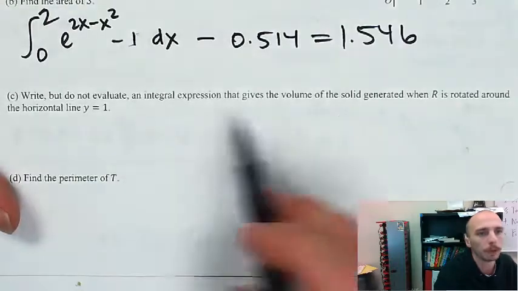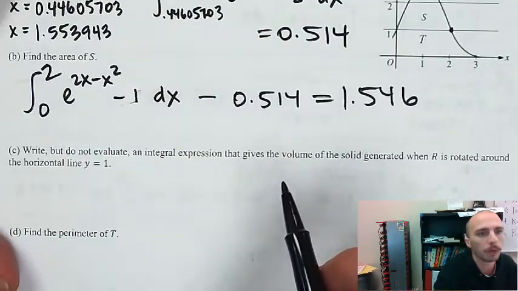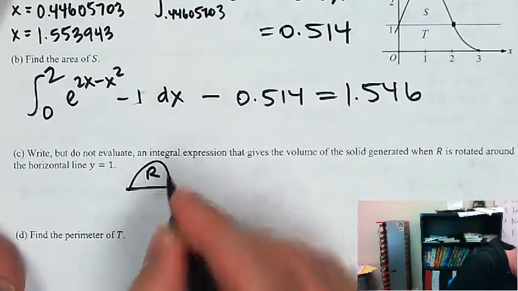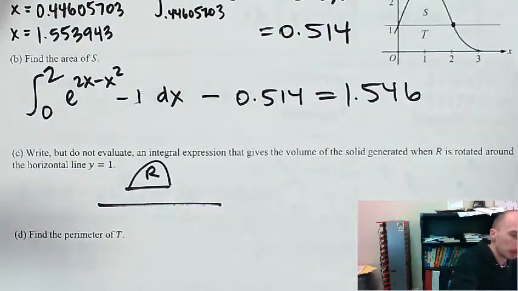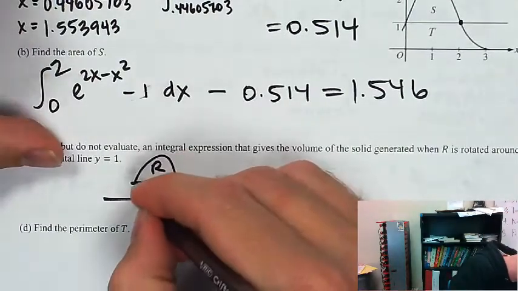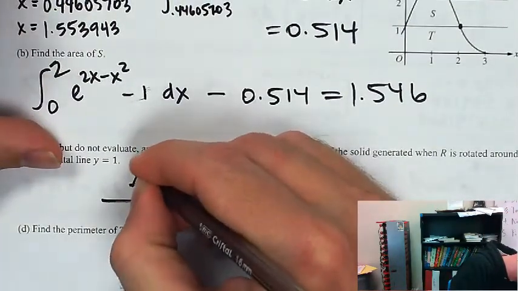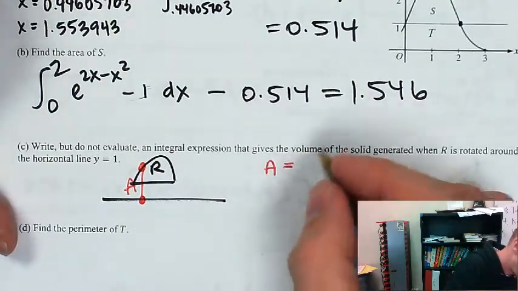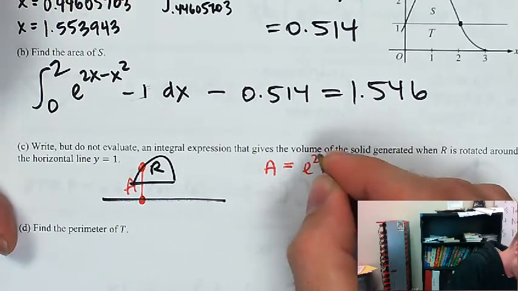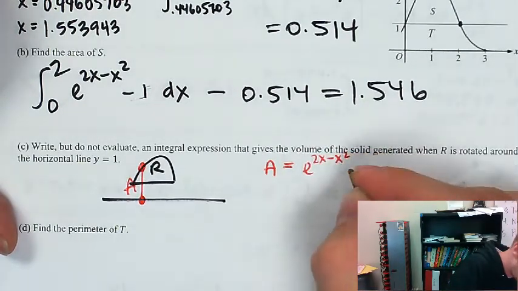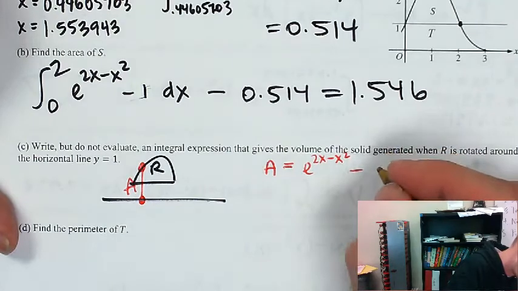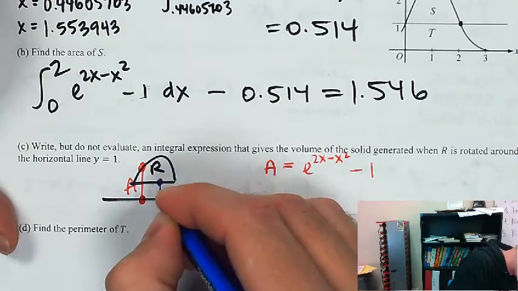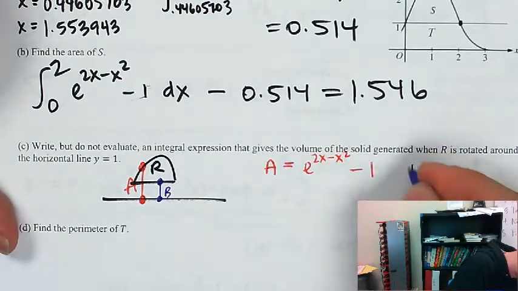Right, but do not evaluate an integral expression that gives the volume of the solid generated when R is rotated around y equals 1. All right, so I'm going to draw R. I'm going to draw 1. I'm going to get my large radius and my small radius, just like always. Start at the axis, go to the far edge. Okay, large radius is top minus bottom, e to the 2x minus x squared, minus bottom is y equals 1. My small radius, that's going to be 2 minus 1.